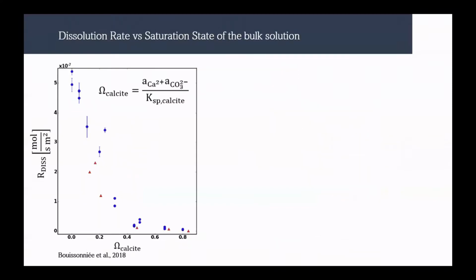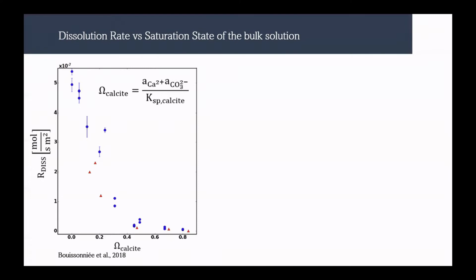We have an important relationship between the dissolution rate and the saturation state of the bulk solution under which the reaction takes place. So intuitively, here we are working in undersaturated conditions. As the saturation state with respect, in this case, to calcite increases, the dissolution rate is lower. And on the other hand, if the saturation state is lower, then the dissolution rate is higher. And we have this specific relationship for calcite.